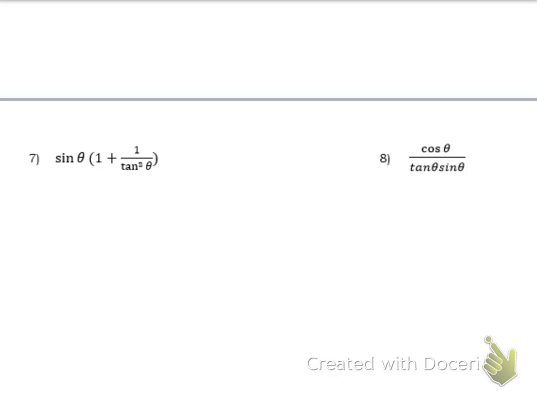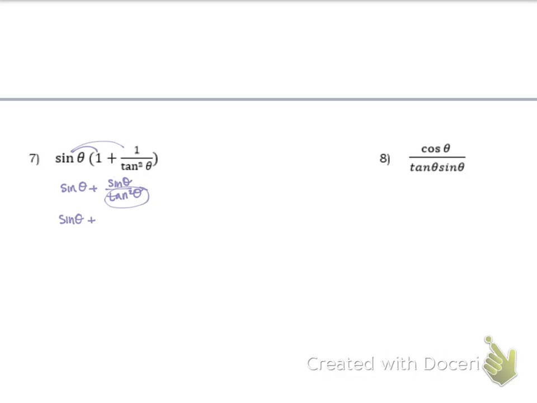Alright, my next one. I could rewrite this as my cosine over sine if I wanted to, or I could distribute. It doesn't matter which one you do. So if I send him in, I get sine of theta plus, he goes on the top, so sine of theta over tangent squared theta. Okay, rewriting this, I've got sine of theta plus our tangent squared theta.